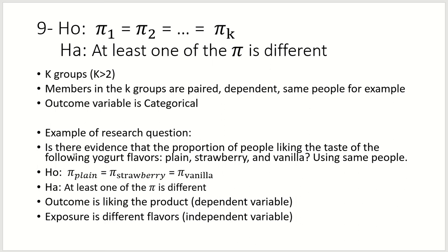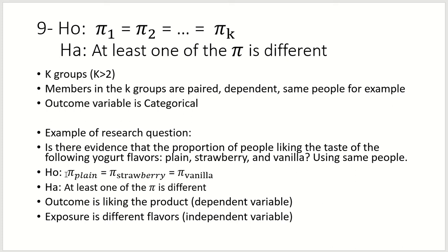An example of that: is there evidence that the proportion of people liking the taste of the following yogurt flavor, plain, strawberry, or vanilla, is the same? But we're using the same people. So maybe you're running a test and you got 10 volunteers and you had them try the plain yogurt, the strawberry yogurt, and the vanilla yogurt, and you ask them every time if they liked it or not. And you're interested, is there a difference in the proportion of people liking each of the tastes?